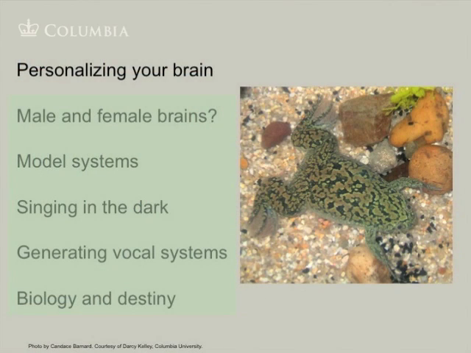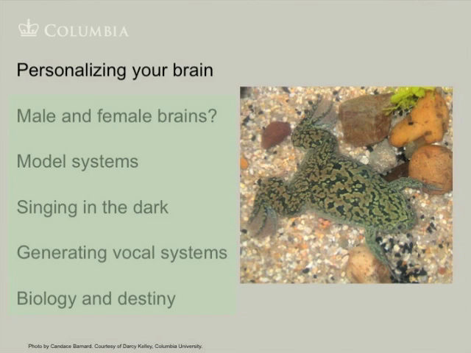So today we're going to talk about that idea, and we're going to talk about a significant aspect of personalization, how brains become male and female. We're going to talk about how you would discover exactly how that worked, how you take that system apart, and the idea of model organisms, systems in which a question of general interest can be studied rather easily. We're going to talk about a particular model organism, a frog that lives in Africa that sings underwater and sings its songs in the dark.